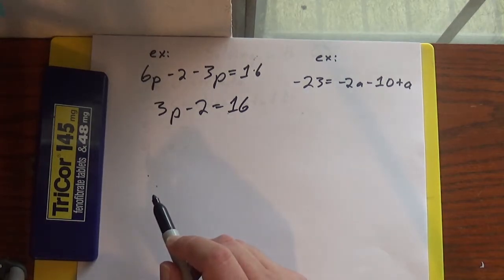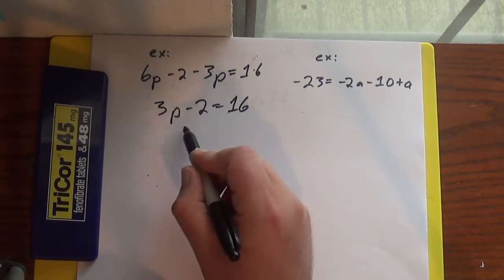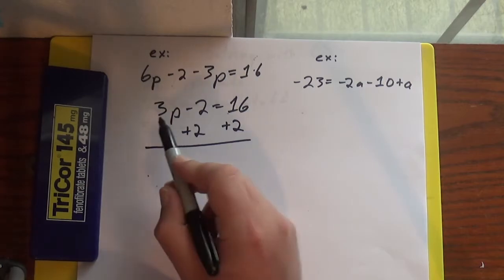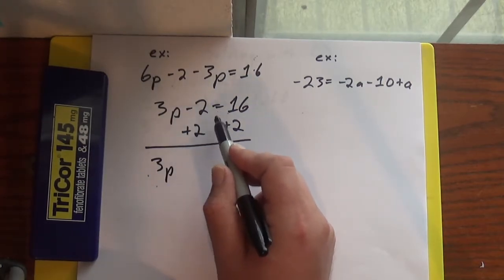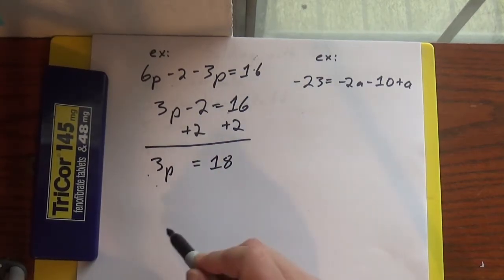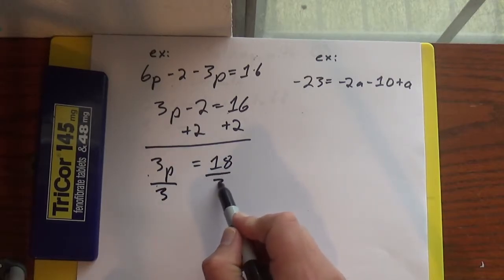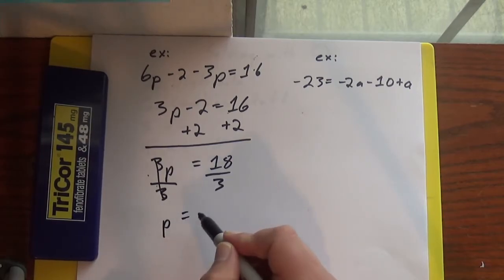Now I'm going to do my add and subtract stuff. I'm subtracting 2, so what I'm going to do is do the opposite and add 2 and add 2. My 3p comes down. My 2's cancel out, my equals comes down, 16 plus 2, 18. Now I'm going to do my multiply divide stuff. This is 3 times p, so I'm going to do the opposite and divide and divide. Those are gone, my p comes down, my equals comes down, 18 divided by 3 is 6.